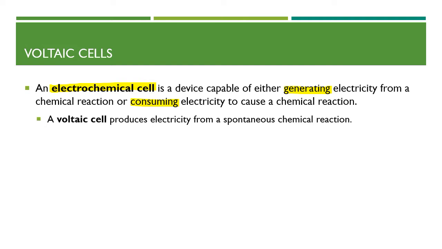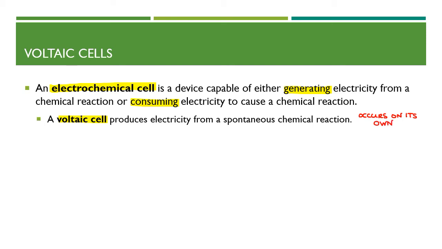So a voltaic cell or galvanic cell produces electricity. And it produces the electricity from a spontaneous chemical reaction. And hopefully you remember that a spontaneous chemical reaction is one that occurs on its own. It occurs without any outside help. So it's one that wants to occur. So a voltaic cell produces electricity from a reaction that occurs by itself. So electricity is produced in a voltaic cell.